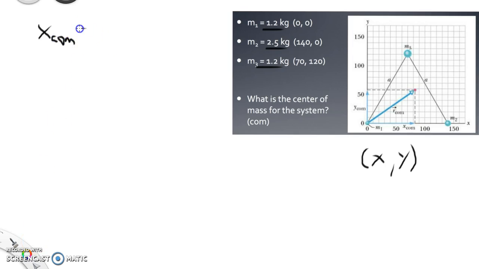So remember that we're going to take each mass and multiply by its horizontal position, in this case since we're using x. So the first one would be 1.2 times 0. We're going to do it again for 2.5 and 140. It doesn't say on here, I'm guessing these are meters maybe. So 140 meters, and 1.2 and 70 meters.